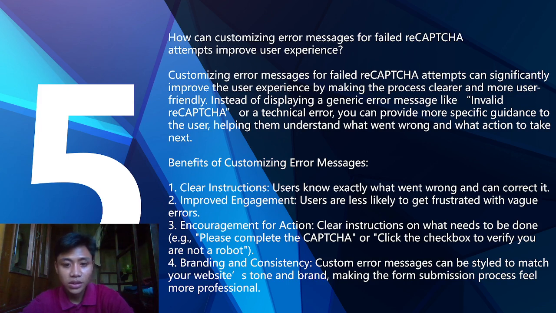First is clear instruction. Users know exactly what went wrong and can correct it. Second is improved engagement. Users are less likely to get frustrated than with vague errors. Third is encouragement for action. Clear instruction on what needs to be done, such as complete the reCAPTCHA or click the box to verify you are not a robot.